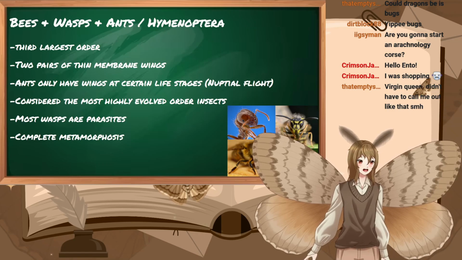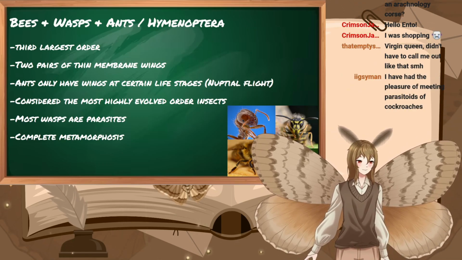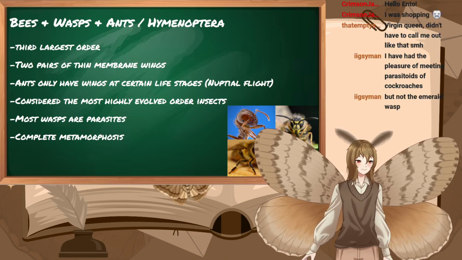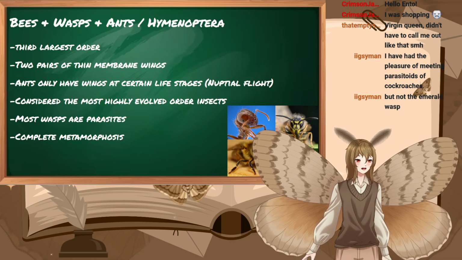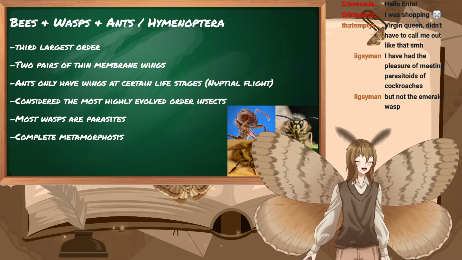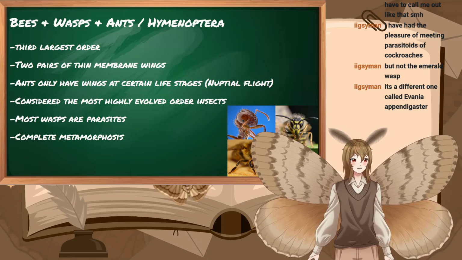Virgin Queen didn't have to call me out like that, SME. I've had the pleasure of meeting parasitoids in cockroaches. It is very interesting. It's basically like Alien, but smaller.